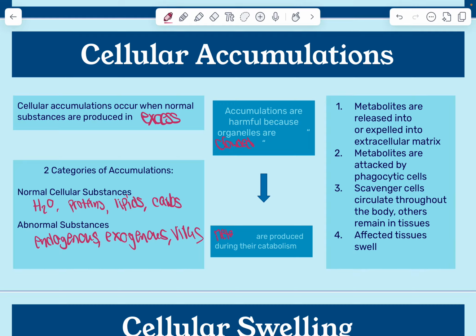So accumulations are harmful because our organelles are going to be crowded, which is going to lead to metabolites being produced during their catabolism. And when they are produced, they're pretty much just going to be attacked by phagocytic cells, which is going to spread out throughout the body and cause our tissues to swell. And this happens a lot in the spleen and the liver.